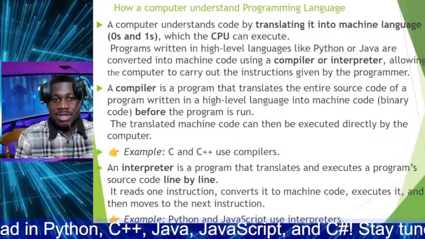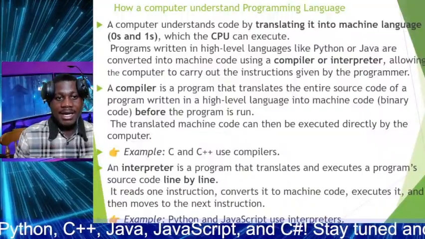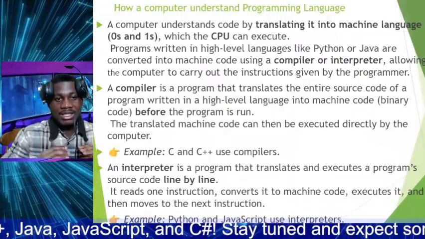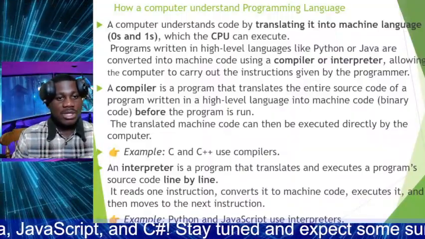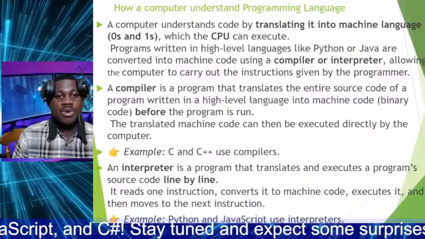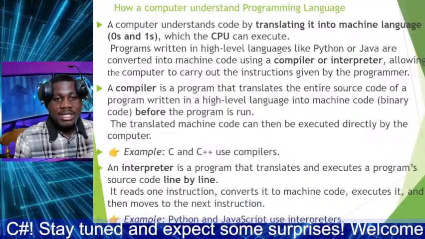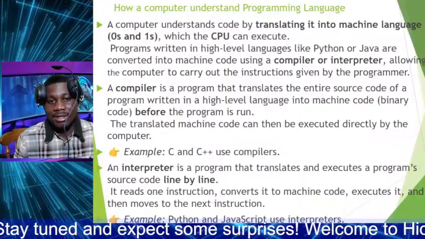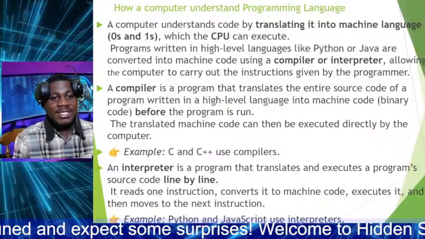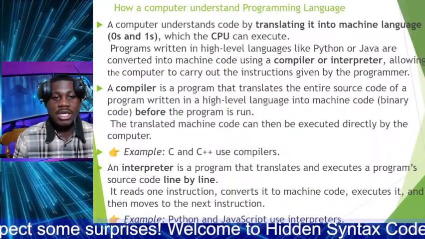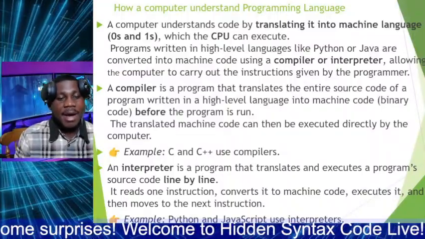It doesn't translate the code line by line, but translates the whole source code at once. And an interpreter translates and executes the source code line by line. An example of a language that uses an interpreter is Python.